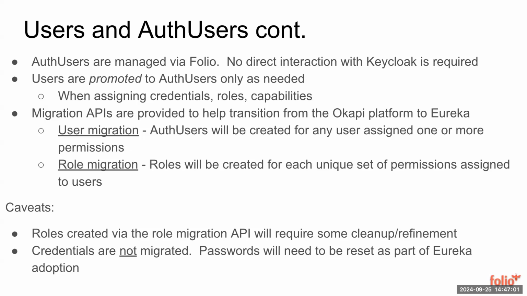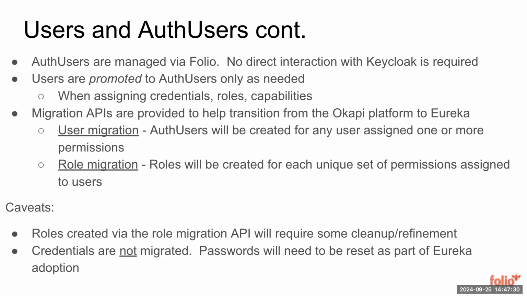I mentioned earlier that when you're moving to Eureka, the credentials are not migrated for you. The reason for that is because the passwords in Folio are salted and hashed. The plain text password is not stored, so you can't reverse that. You can't go back and get the plain text password to then set your credentials in Keycloak, for instance. So when you perform the migration and you set the credentials for those users, an auth user record would be created for you.